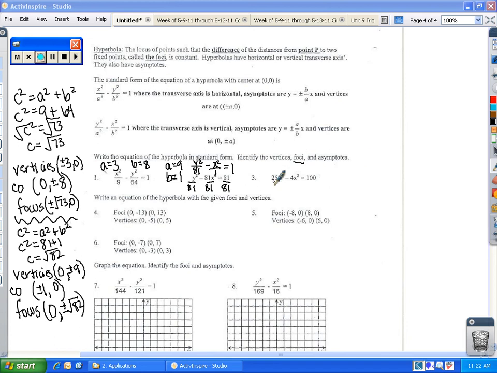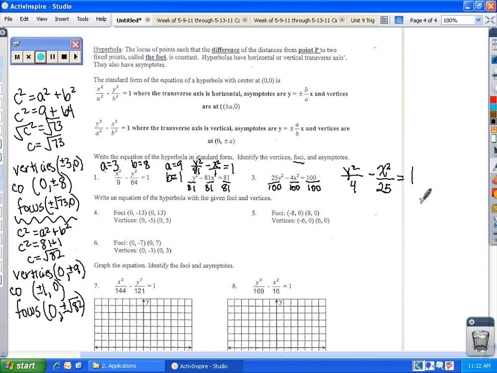Alright, for number 3, I first need to get this equal to 1, so I need to divide everything by 100. That makes my equation y squared over 25 over 100, which simplifies to 1 over 4, minus x squared over 4 over 100, which simplifies to 1 over 25, and that's equal to 1. So again, a is always first, so a squared equals 4, which means a equals 2. And b equals the square root of 25, which is 5. To find c, I'm going to plug into c squared equals a squared plus b squared. So c squared equals 29, and c equals the square root of 29.